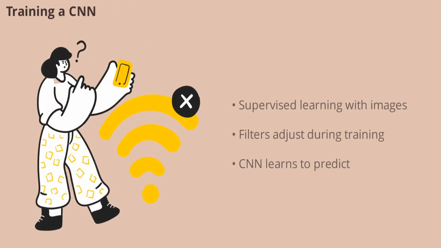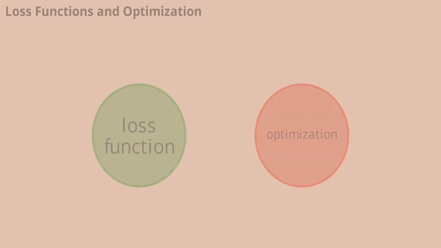Training a CNN involves showing it thousands or even millions of labeled images. The network adjusts its filters and weights to minimize errors, gradually learning which features are most important for recognizing objects. This process is called supervised learning. Over time, the CNN becomes highly skilled at identifying patterns and making accurate predictions, even on images it has never seen before.